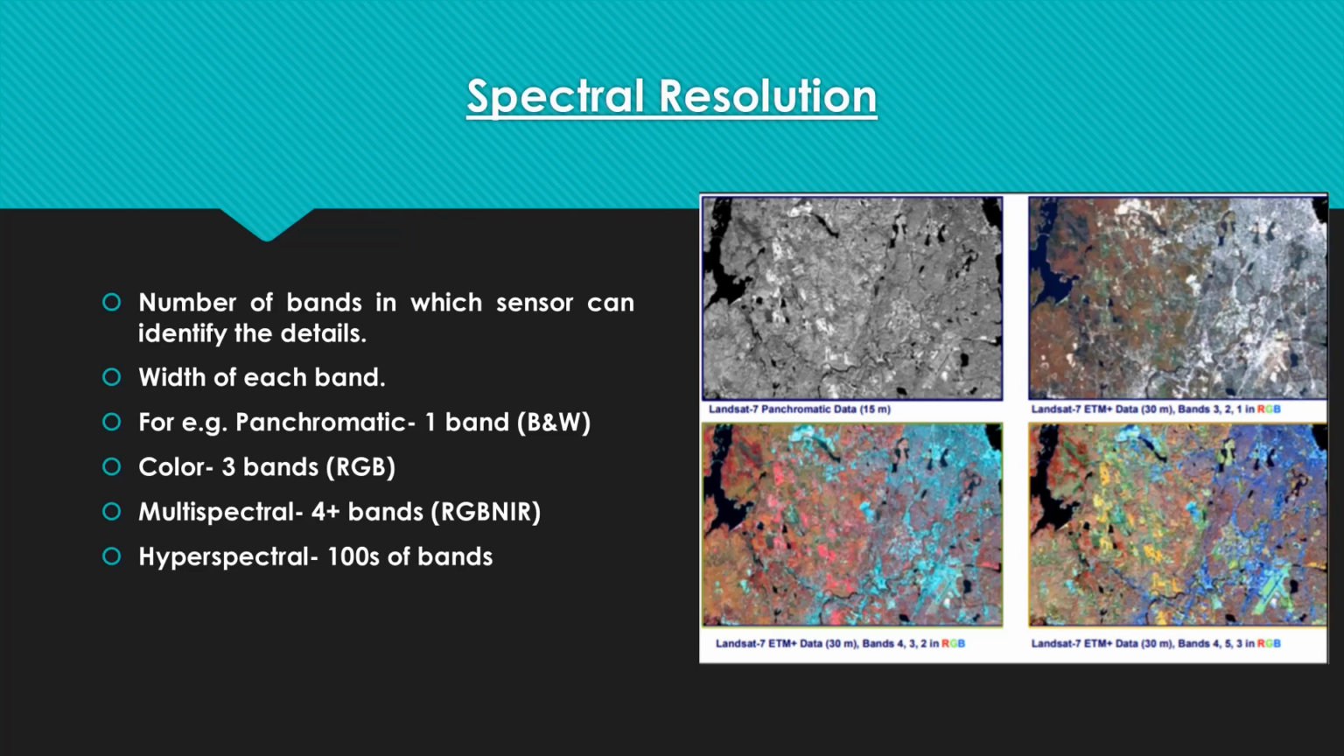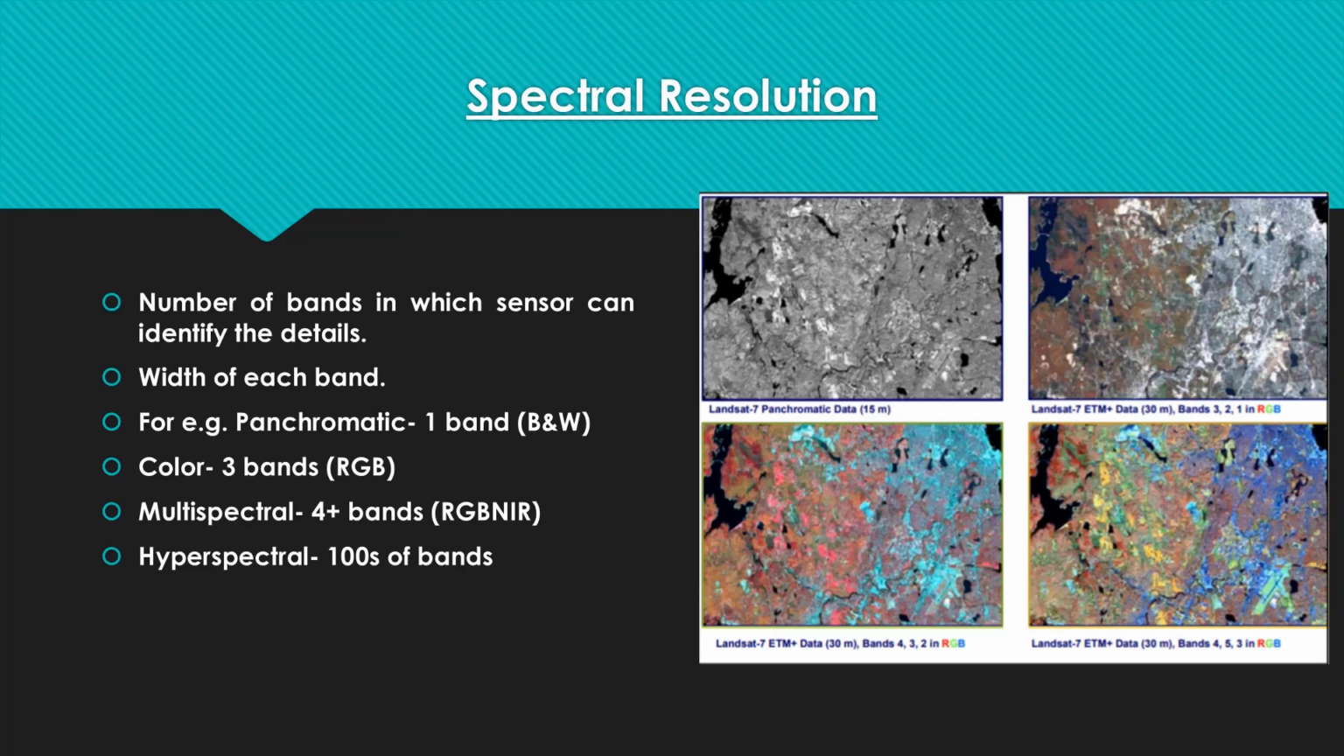spectral resolution. For example, there are multispectral imageries available on the internet and there are hyperspectral imageries also available. Multispectral imagery generally has 4 plus bands, like red, green, blue, NIR, SWIR, etc., whereas hyperspectral imagery consists of more than 100 bands. So obviously the hyperspectral imagery provides better resolution data than the multispectral imagery. So this is the discussion of spectral resolution.